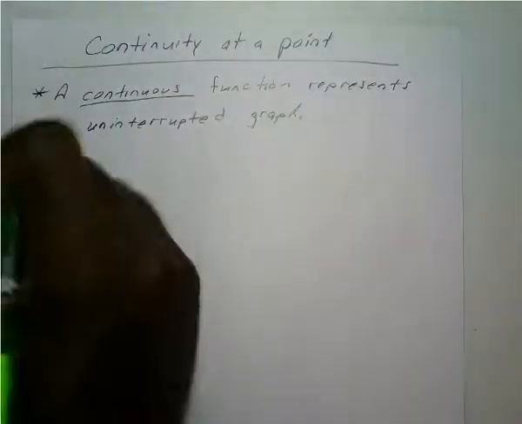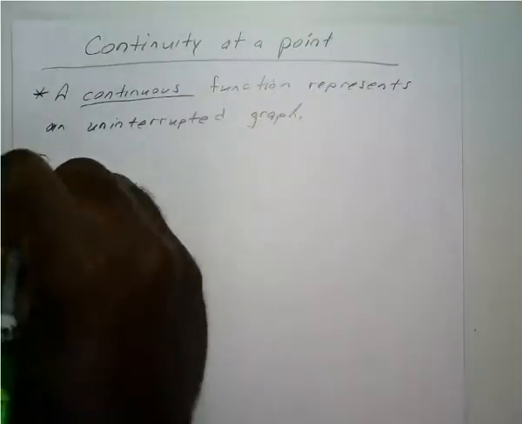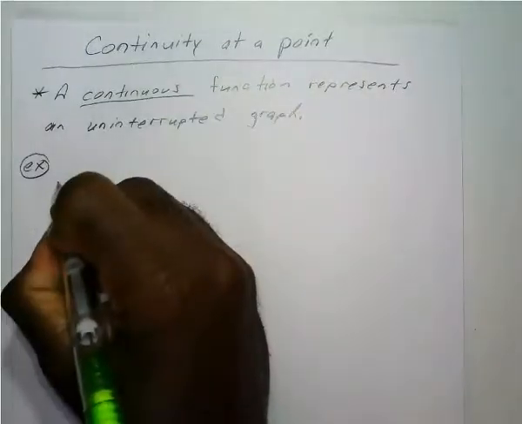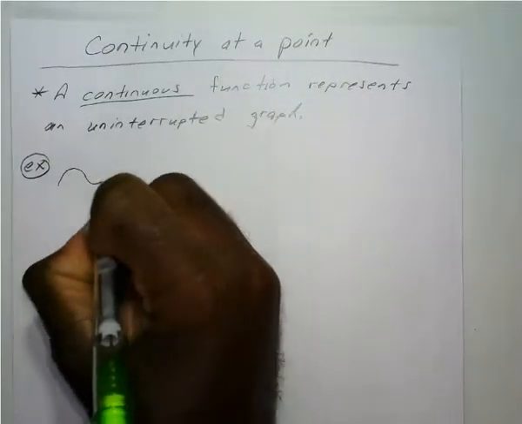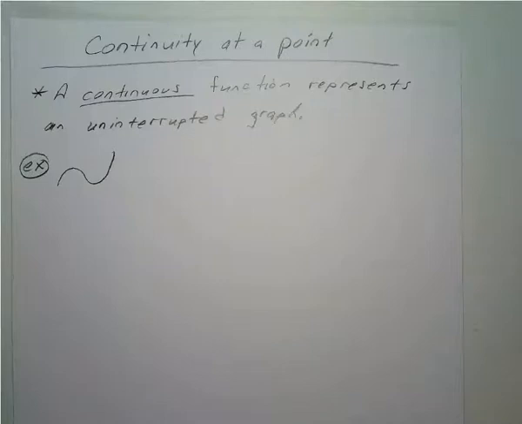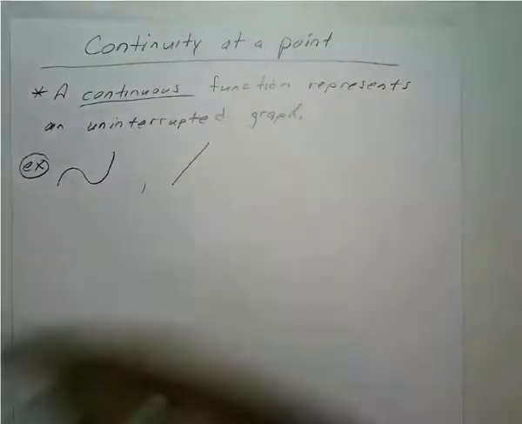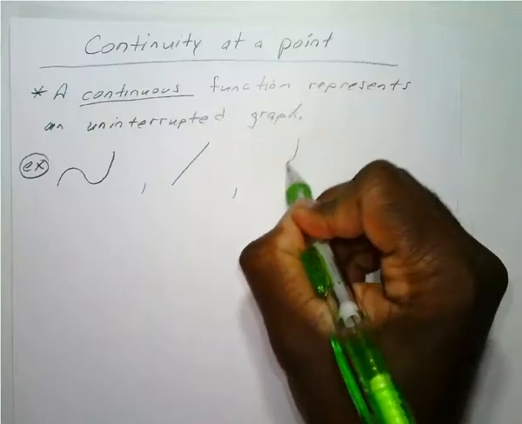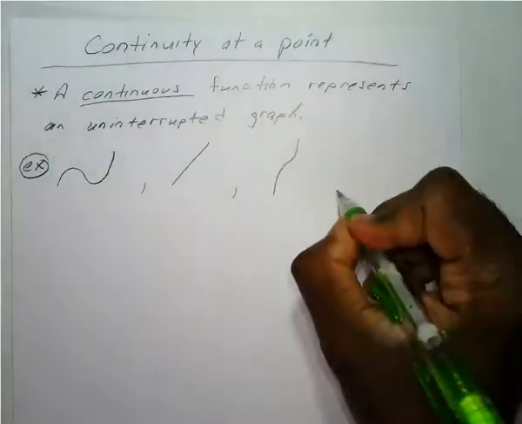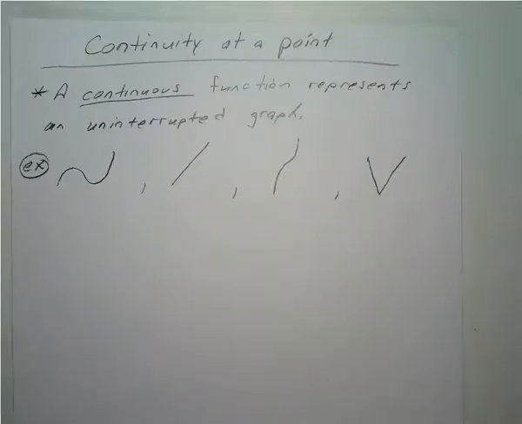Okay, so for example, if you have a graph that looks like this, or even a linear function that looks like that, or if you have a graph that looks like this, or if you have a graph that looks like that, those are all continuous functions.